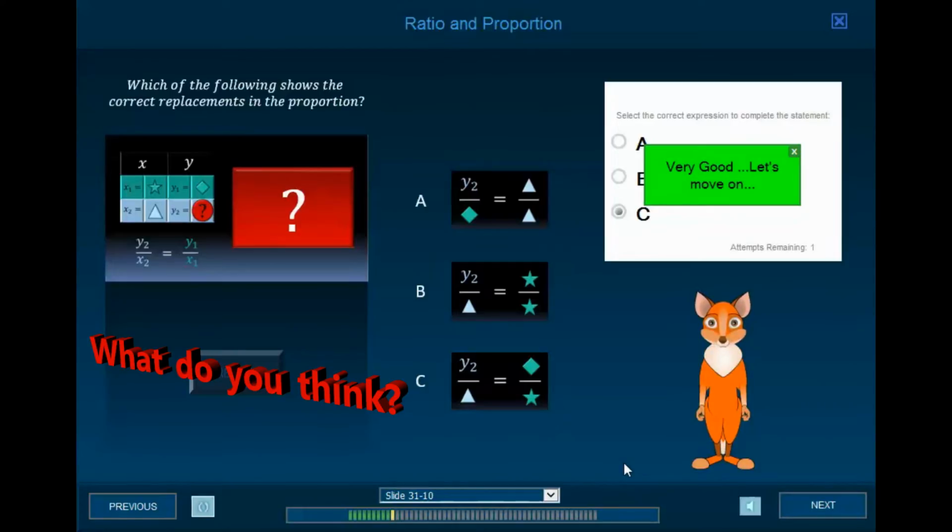Good work. Answer choice C shows the correct replacements in the proportion.